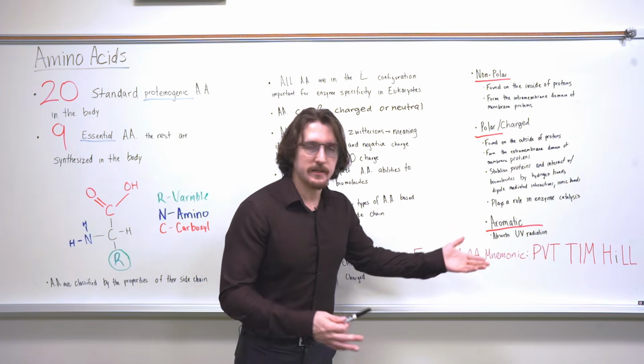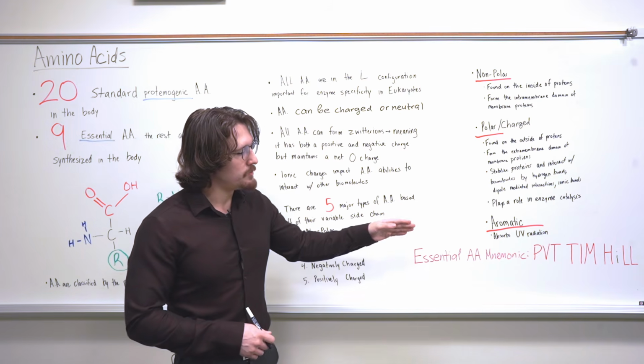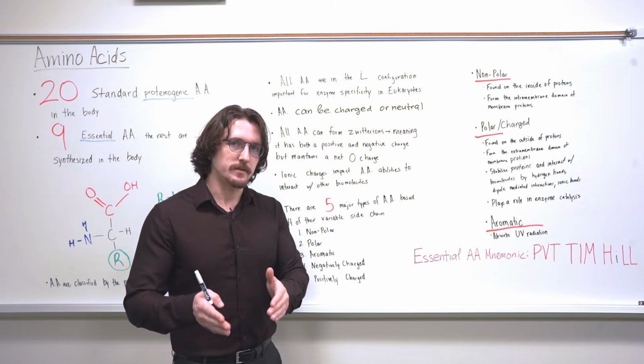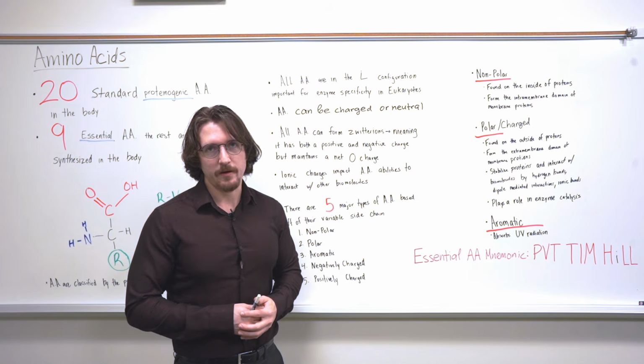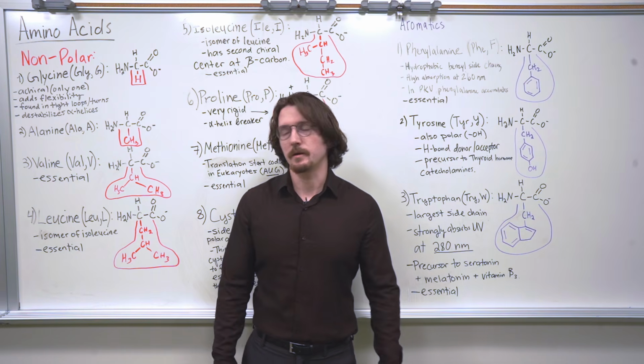And then this I is just there to make the mnemonic nice. It doesn't stand for any amino acid. And then lastly, the 2 L's are going to be lysine and leucine. And so that's PVT Tim Hill. That's an easy way to remember it. Okay, so now let's talk about the different groups of amino acids and which amino acids belong to them.